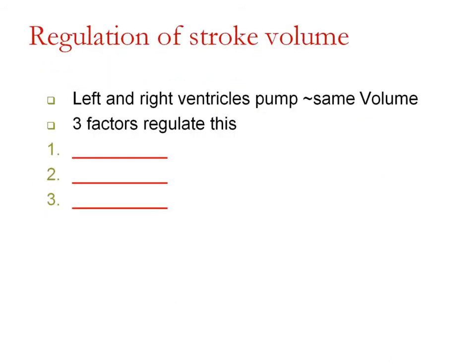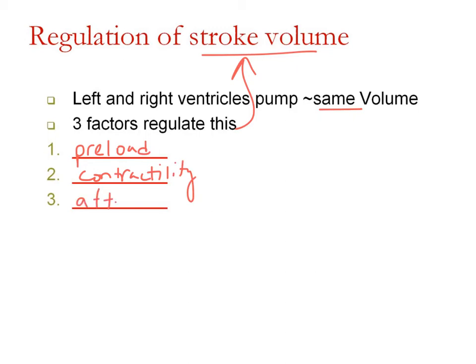Okay. So the left and right ventricles, I think I told you this before, pump about the same volume. So every time the ventricles contract, relatively the same volume is being ejected from the right and left ventricles. So the same amount of blood is going into the pulmonary trunk as is going into the aorta every time. Okay, and three factors regulate stroke volume. Okay? And they are called preload, contractility, and afterload.